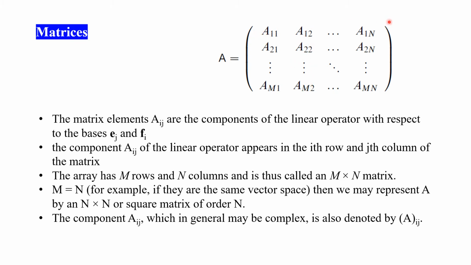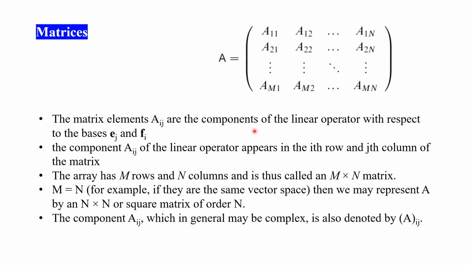Again, these are your rows and these are your columns. So here, for Aij, i is for the rows and j is for the columns. The array has m rows and n columns, and thus this is called an m by n matrix. When m is equal to n, for example, if they are the same vector space, then we may represent A by an n by n or a square matrix of order n.